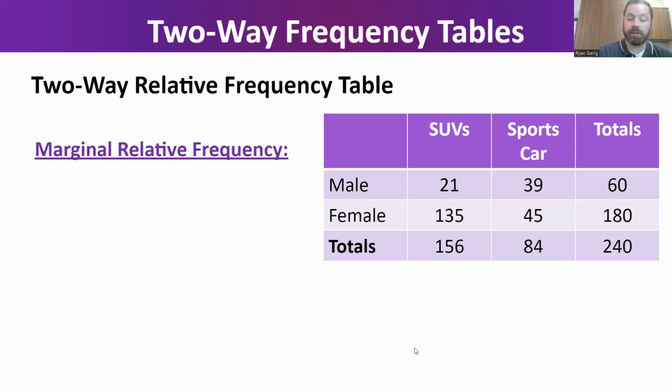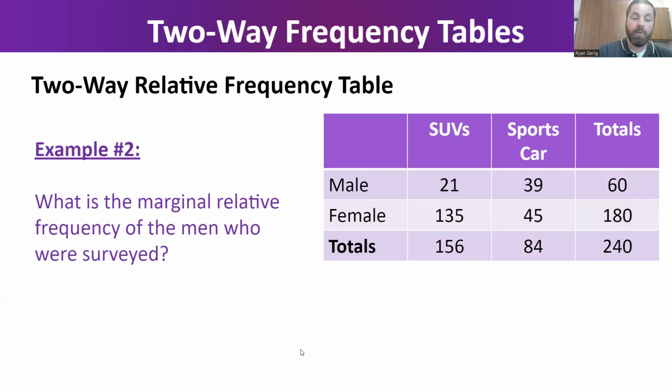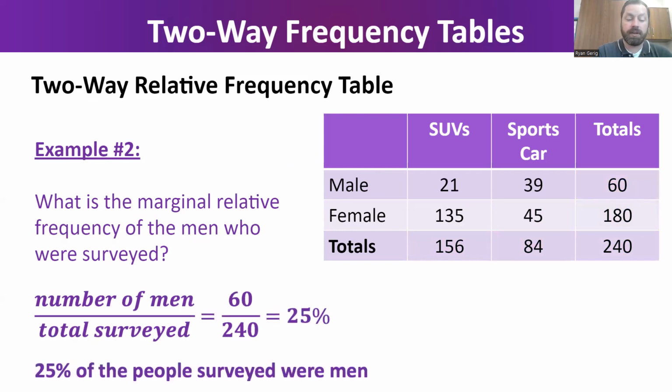Marginal relative frequency looks at the margins, or the total number of times that each condition happens. So how many times does male happen? 60. Female, 180. How many SUV drivers do we have? 156. How many sports car drivers do we have? 84. Those are the margins of our table. What is the marginal relative frequency of the men who were surveyed? Out of the 240 people surveyed, 60 of them were men. Divide that out, you get exactly 25%. So 25% of the people surveyed were men.